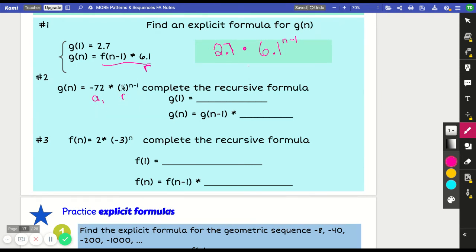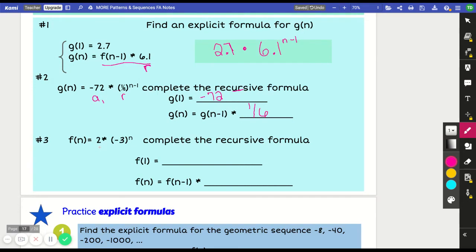Now we're going to find the recursive formula of that. So we need to state our first term, and we know that's negative 72. And then we have g of n minus 1 times, we need to find what the ratio is. So that would be 1/6 over here.